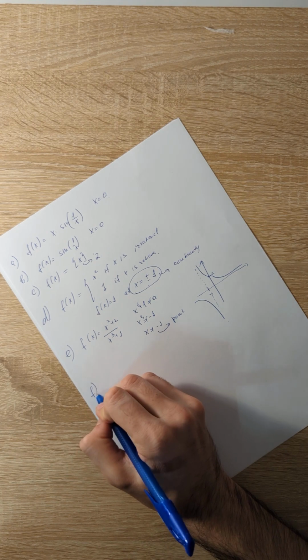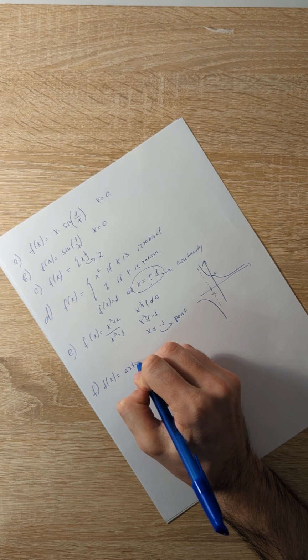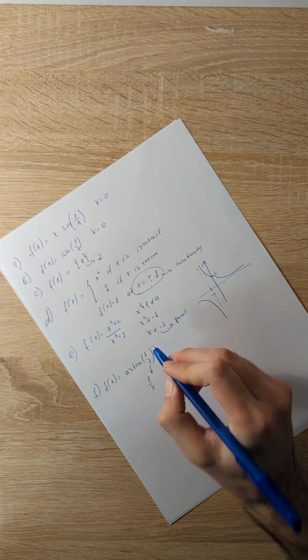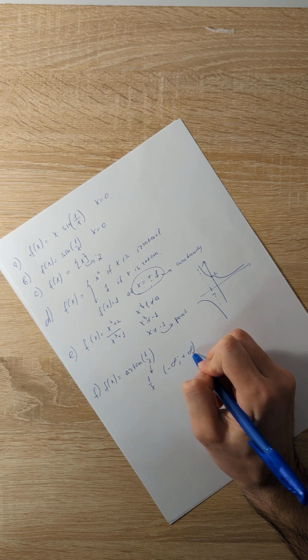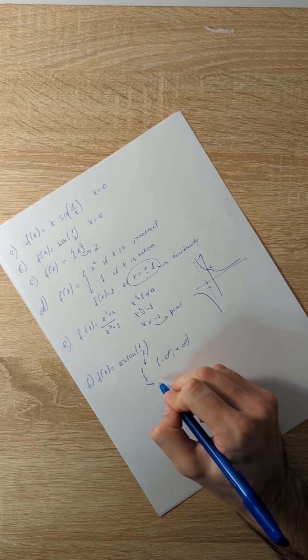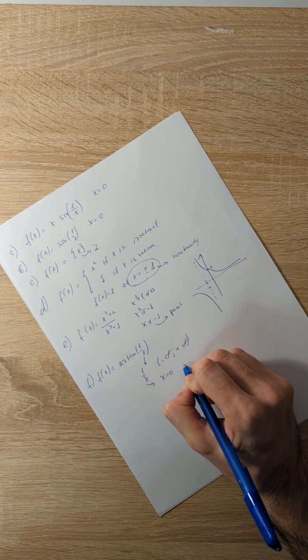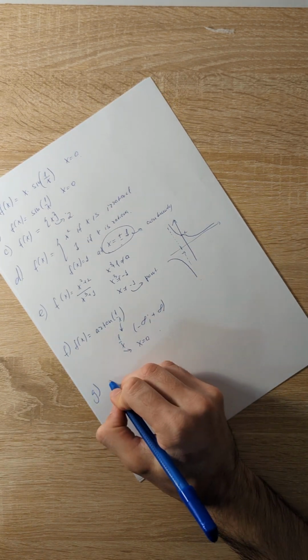Then the f example, it's f(x) equals arc tangent of 1 over x, and we know this value 1 over x should be between minus infinity and plus infinity. However, x cannot be 0. So at the point x equals 0, it's a discontinuity. It is continuous elsewhere.